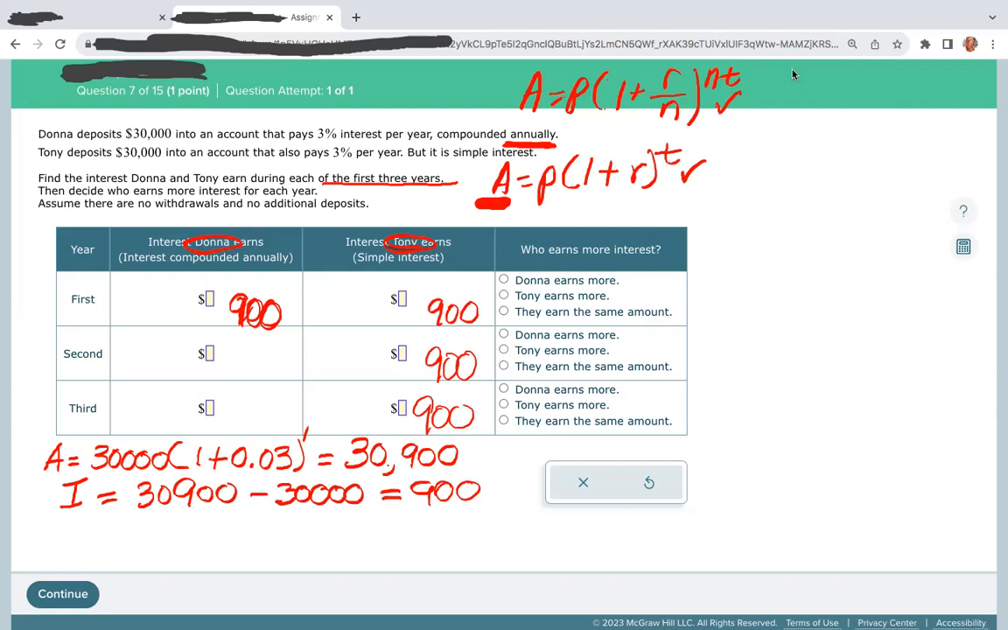Now, guys, for the second year, let me go ahead and use a different color here, okay? For the second year, this person is now going to calculate the interest not on 30,000 anymore, because now the account is at 30,900. So we're going to use the 30,900 for the second year. I'm going to write this down over here for you guys. We're going to calculate the total amount earned, and then we're going to subtract what was initially invested after the first year.